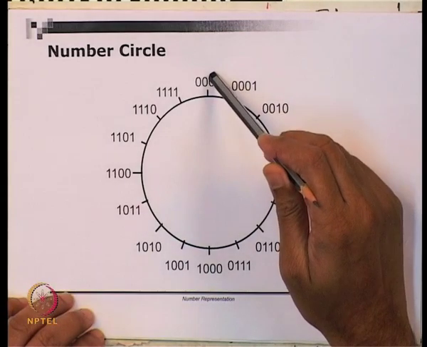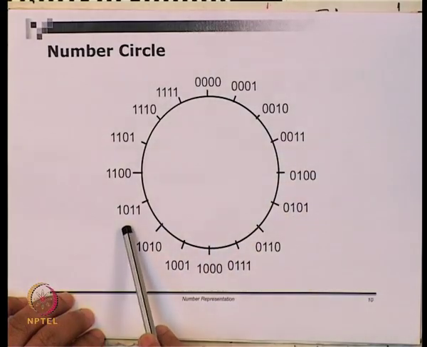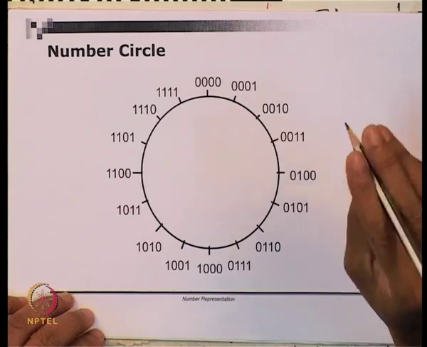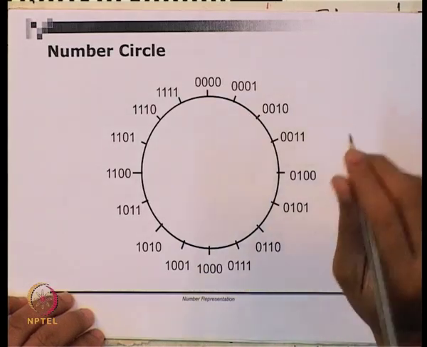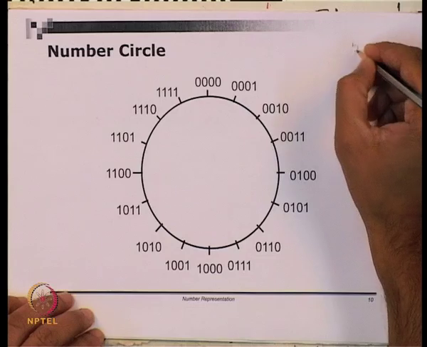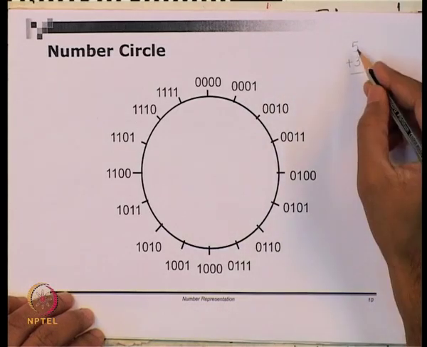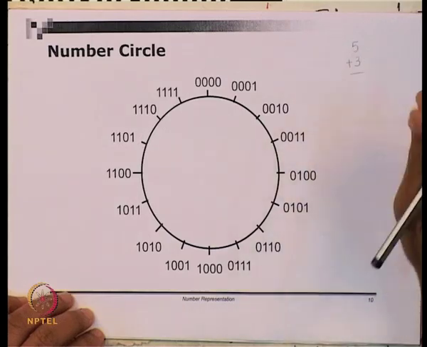So, this will be number 0, this will be number 15, this is number 11, this is number 3 and so on. Let us keep it as it is. Now, if I ask you to do addition, let us say I ask you to add 3 to 5. I want you to add number 3 to number 5.